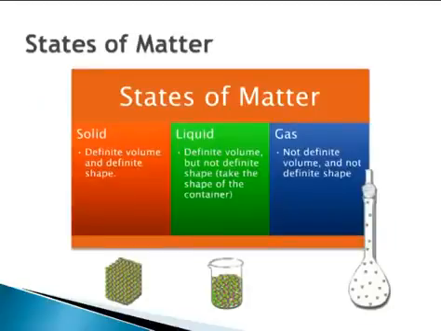There are three common states of matter with which you are probably familiar: solids, liquids, and gases. A solid has a definite volume and definite shape. A liquid has a definite volume but does not have a definite shape. Liquids take the shape of their container. A gas does not have a definite volume nor a definite shape. Gases take the shape and volume of their container.